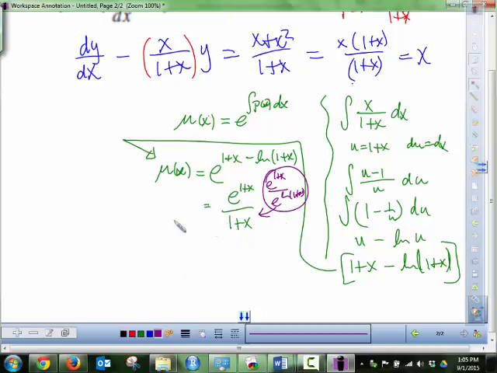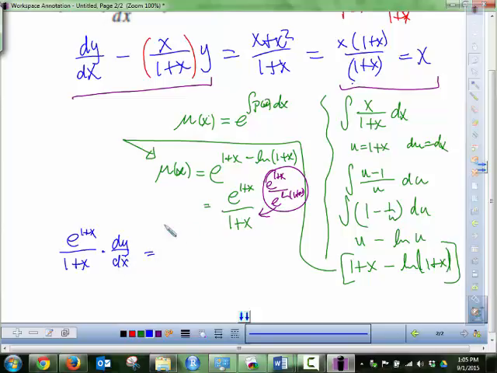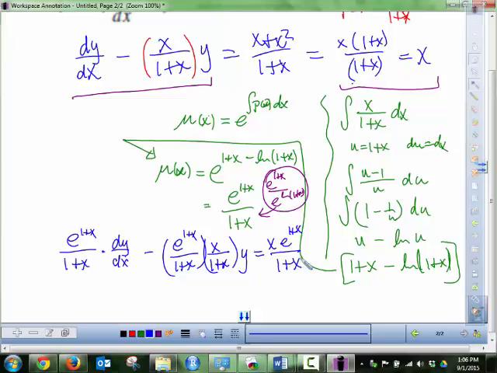And let's go ahead and multiply this on both sides of this equation. So I have e to the 1 plus x over 1 plus x times dy dx plus, I have to multiply that all the way through, e to the 1 plus x over 1 plus x times x over 1 plus x times y is equal to, now I have an x in here, so let's just say x e to the 1 plus x divided by 1 plus x. What a mess.